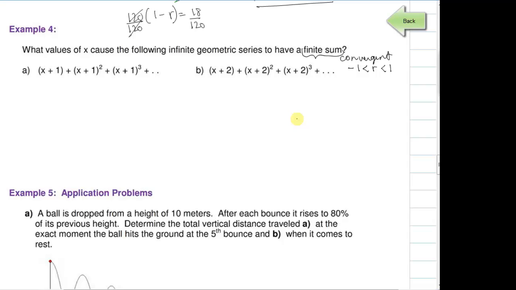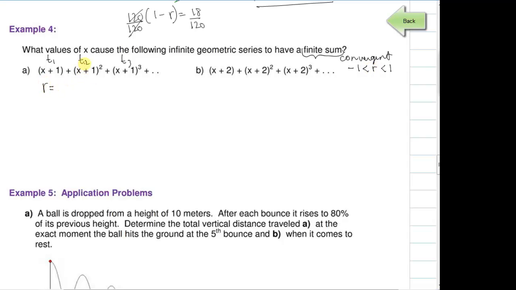Okay? All right, so our first example, we have x plus 1 squared, and x plus 1 cubed. So notice that your terms are not actual numbers. You get algebraic expressions for each of them. So your first term is x plus 1, t2 is x plus 1 squared, and t3 is x plus 1 cubed. The best way to approach these questions is to come up with a value for r, or at least an expression for r, because you know that this infinite geometric series is convergent, and so you know that r needs to be between negative 1 and 1. So it seems that r would be a good place to start, okay?